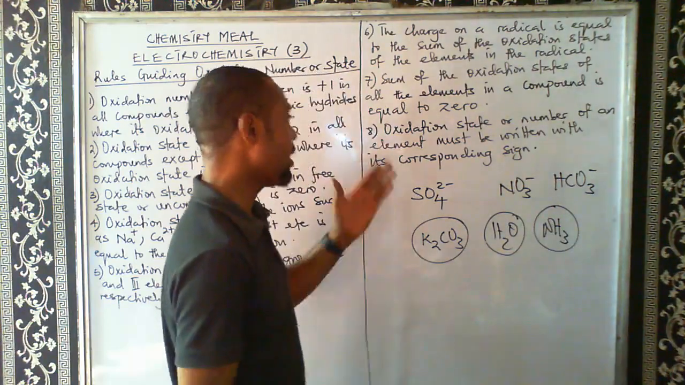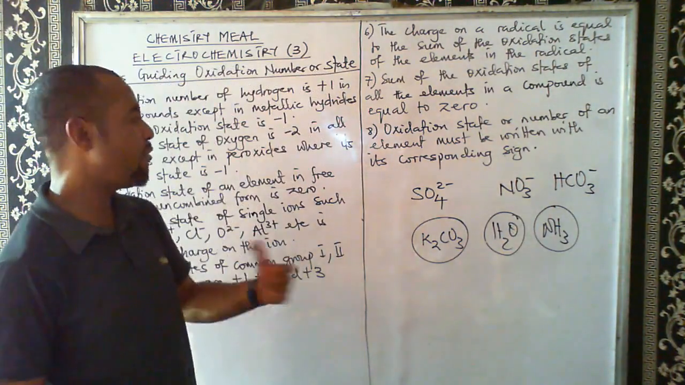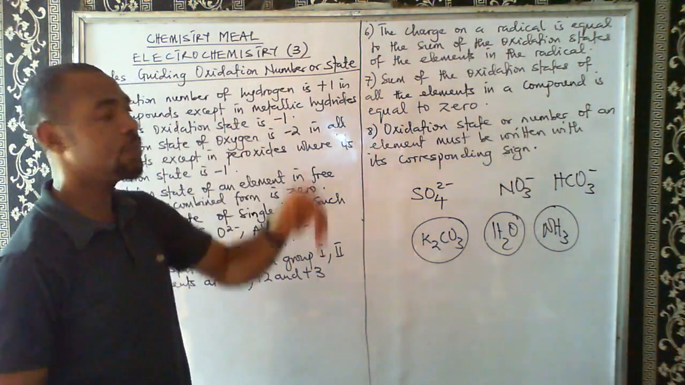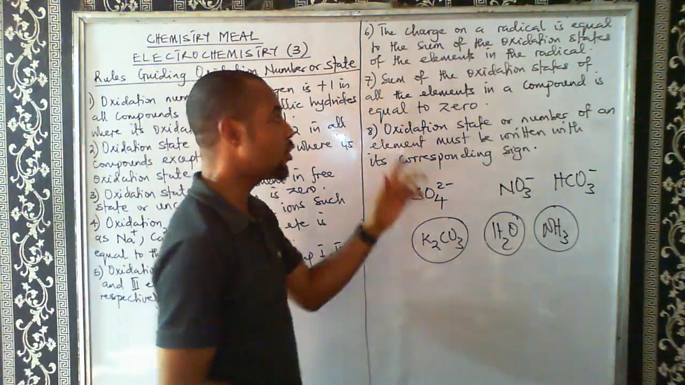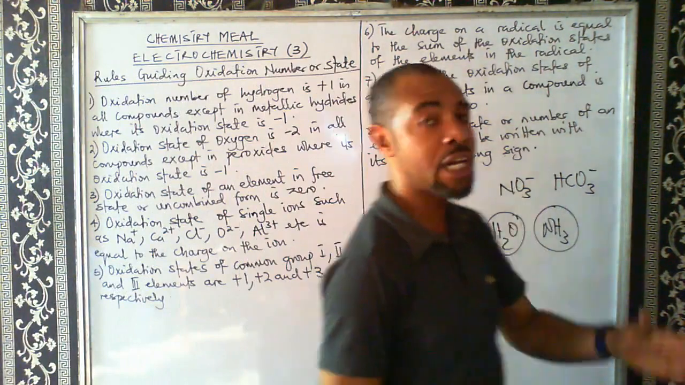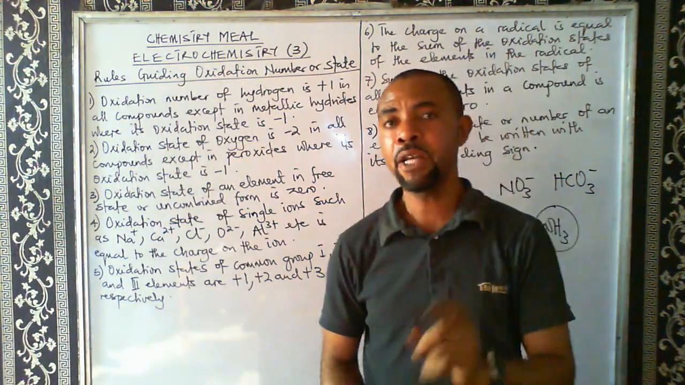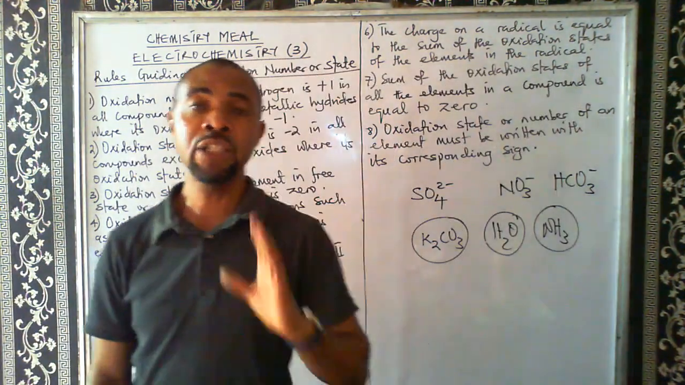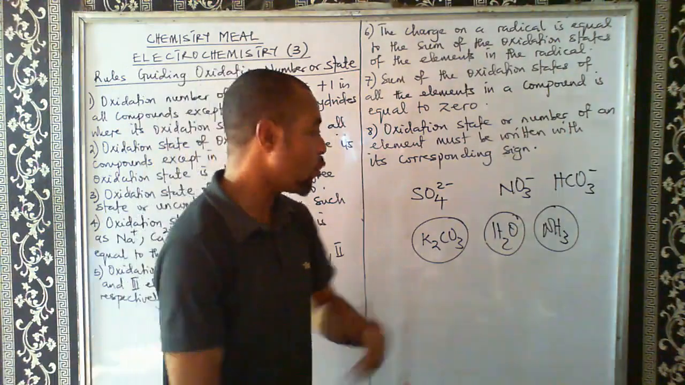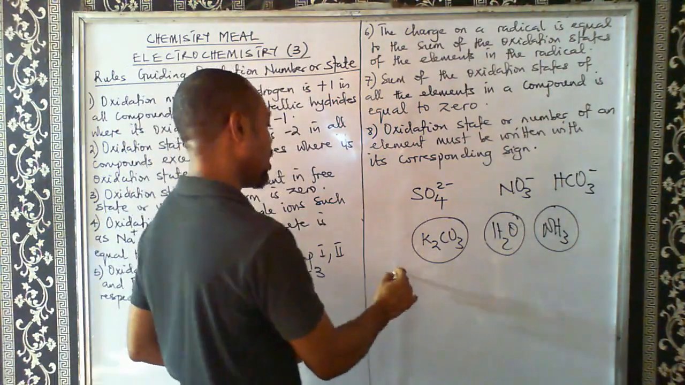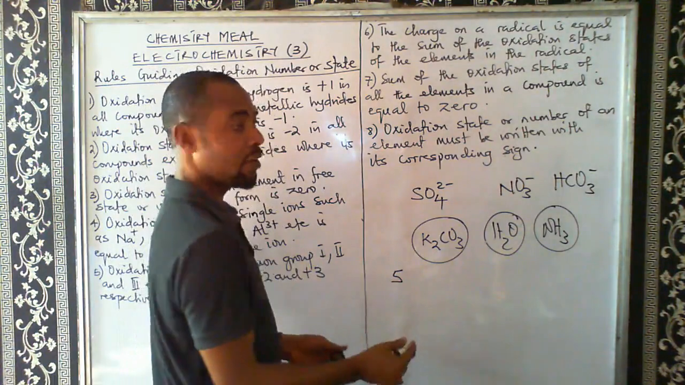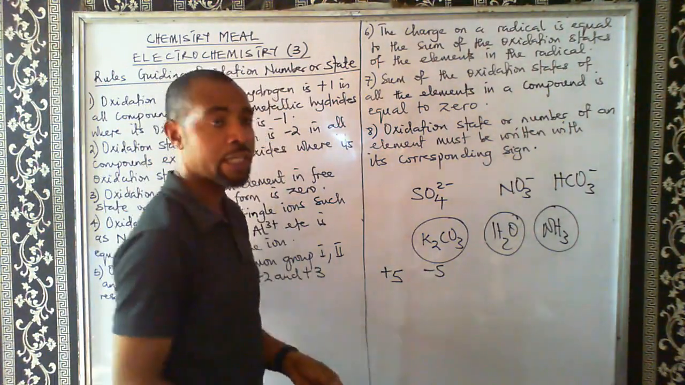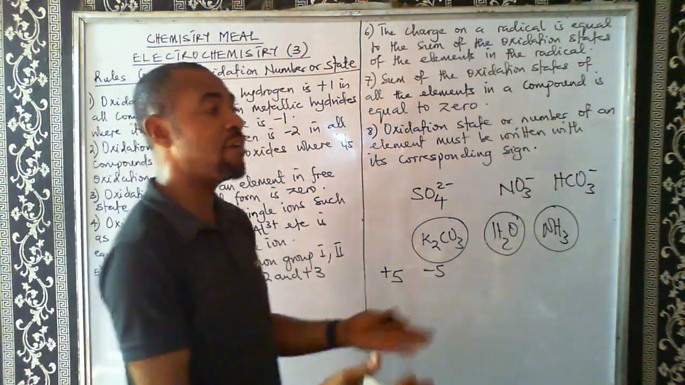Then finally, you will notice that every time I'm writing oxidation state, I always put a sign. You see that? I always put a sign. You cannot write the oxidation state of any element without the sign. Very important. So make sure you always add signs when you are writing the oxidation state of an element. So if you calculate the oxidation state of an element and you have 5, don't just write 5. You must tell us whether it is +5 or -what? -5.